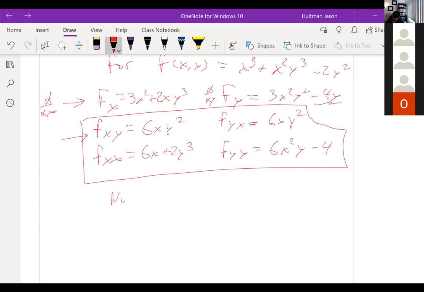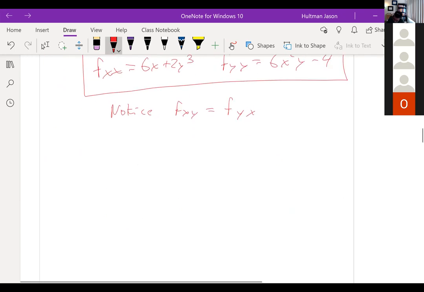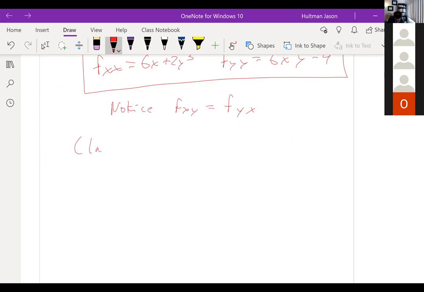Okay, notice that f sub xy equals f sub yx, which means that we could have taken our partials in any order and the order didn't matter. Okay, so this is a theorem called Clairaut's theorem.